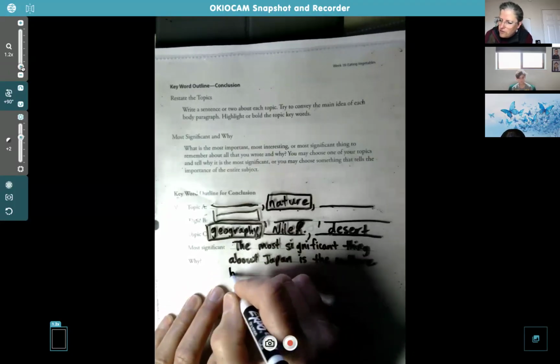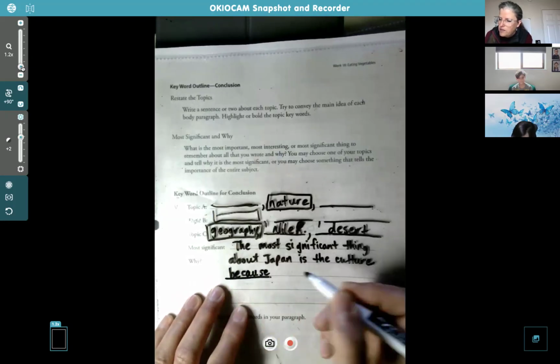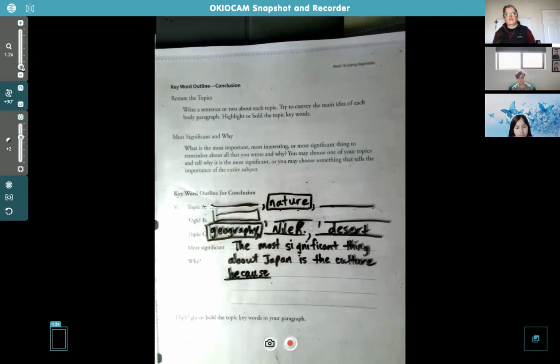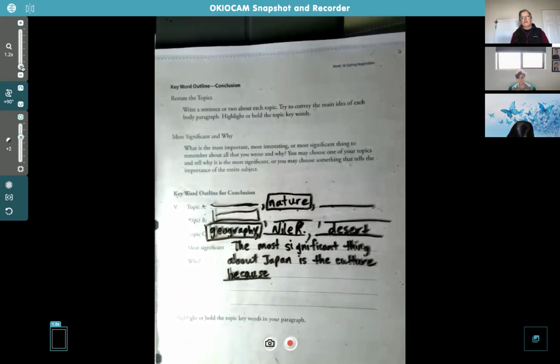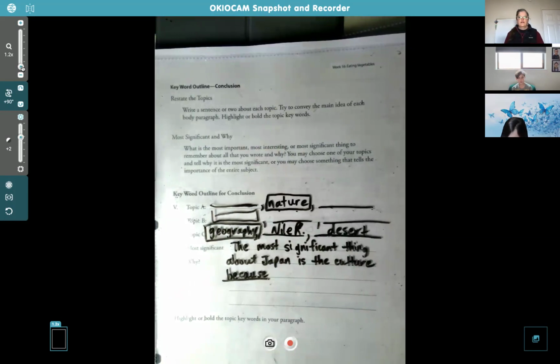And then you can use the word because, since you need one of those anyway, right? For your because clause, because blank. So you've got to think of why. Why do you think that the culture is the most significant thing about Japan? You've got to think about that one.